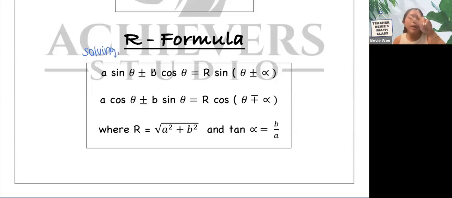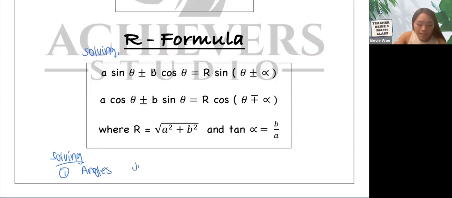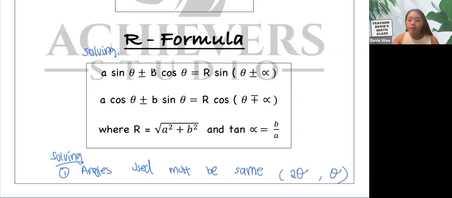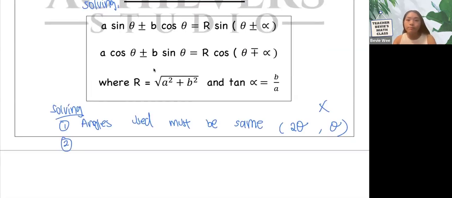Why? Remember, what are the two criteria that we must meet before we do any kind of solving questions now? Criteria number 1 for solving is that angles used must be the same. Meaning, I cannot have 2 theta and theta. This is not okay. Okay? Second criteria is what? Those of y'all who are here, second criteria is what? Huh? Nobody yet.